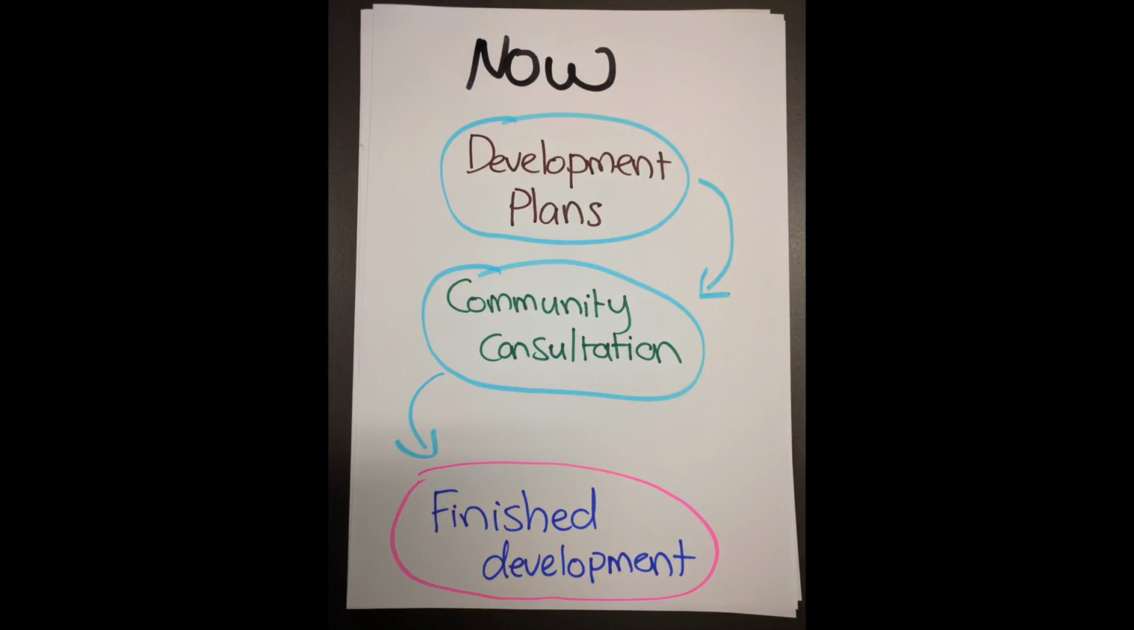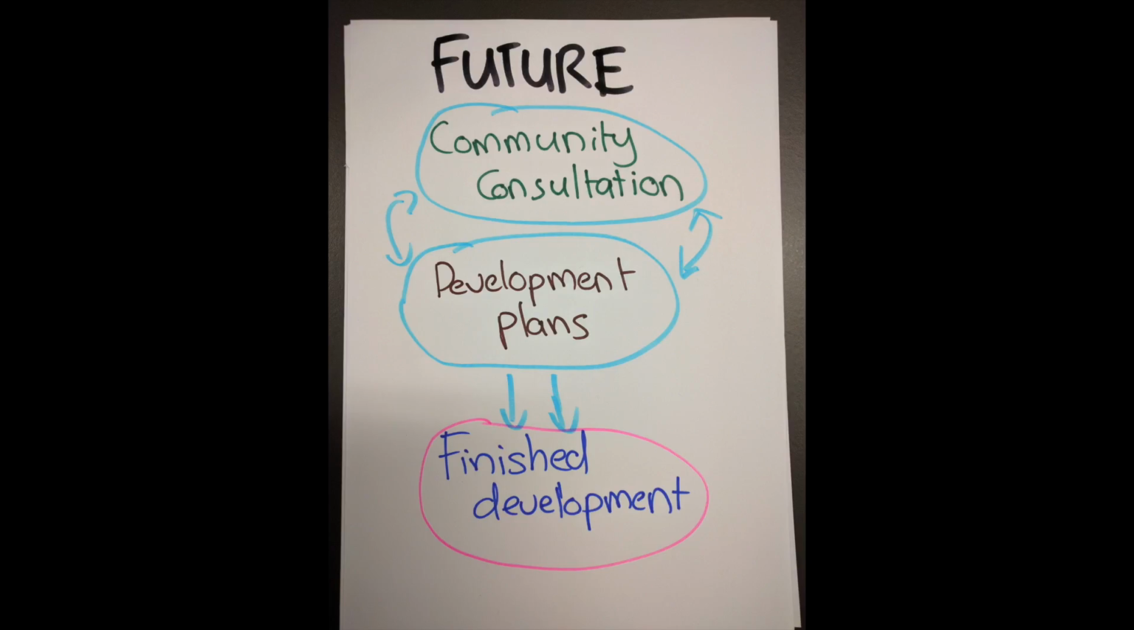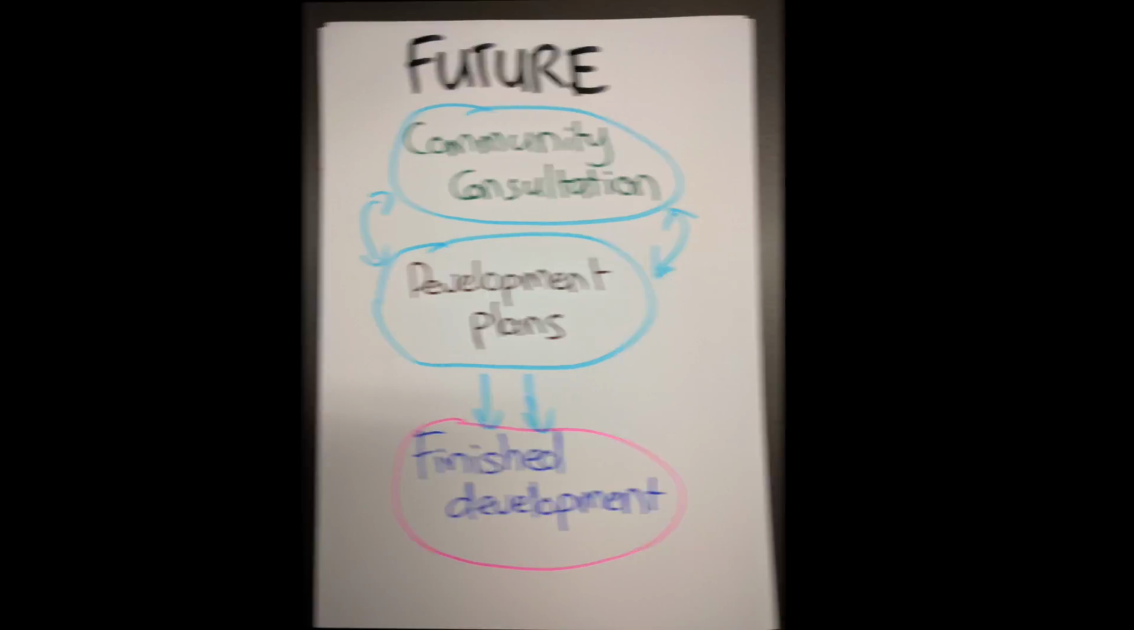At present, the development planning process is top-down. A development plan is created and then it's taken out to the community for consultation. Once that development gets the green light from the community, you can begin building. In the future, through FreshPlans, the community's needs and wants can be used to formulate lots of development plans and then refine the most popular ones. Work can then commence immediately on these developments.